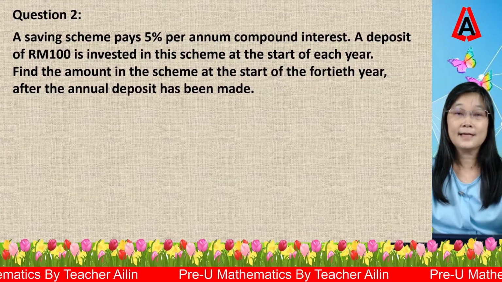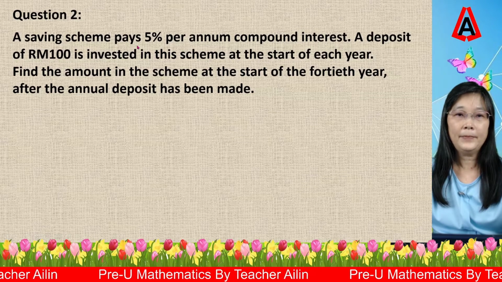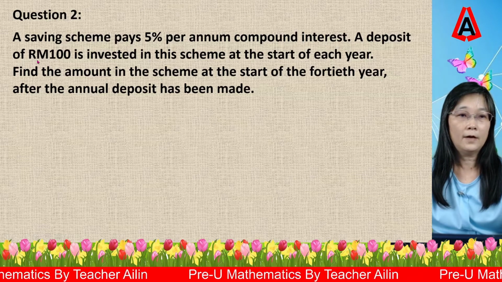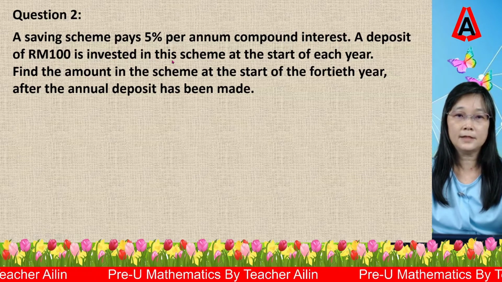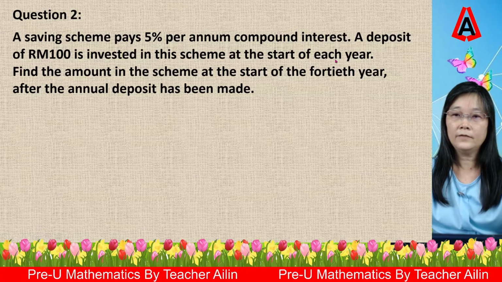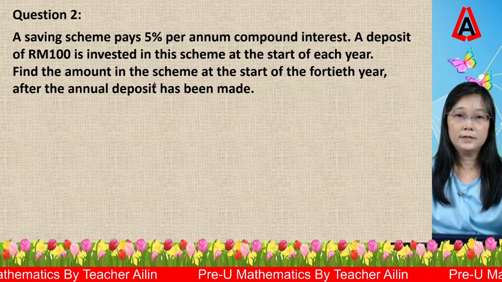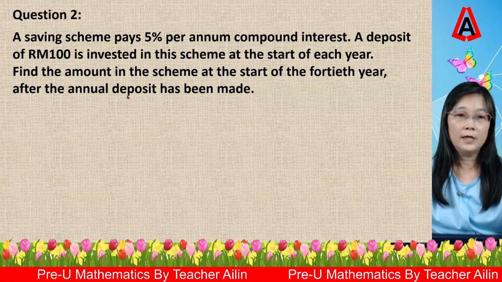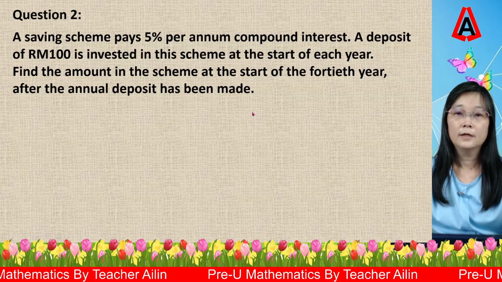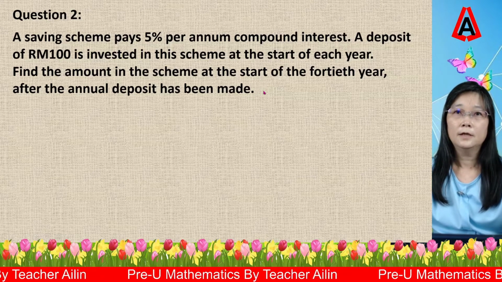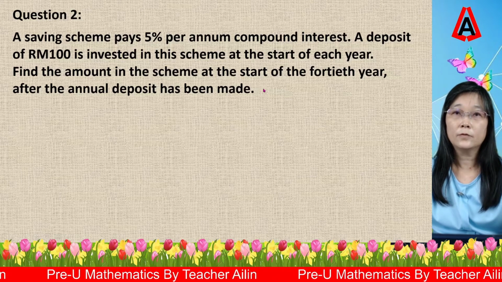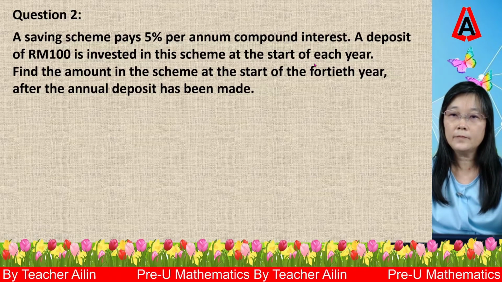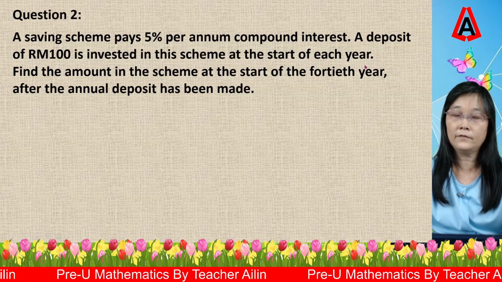Now we proceed to the second question. A savings scheme pays 5% per annum compound interest. A deposit of RM100 is invested in this scheme at the start of each year. Find the amount in the scheme at the start of the 40th year after the annual deposit has been made. In the first question, the time asked in the question is at the end of the year. But in this question, the time is the start of each year.